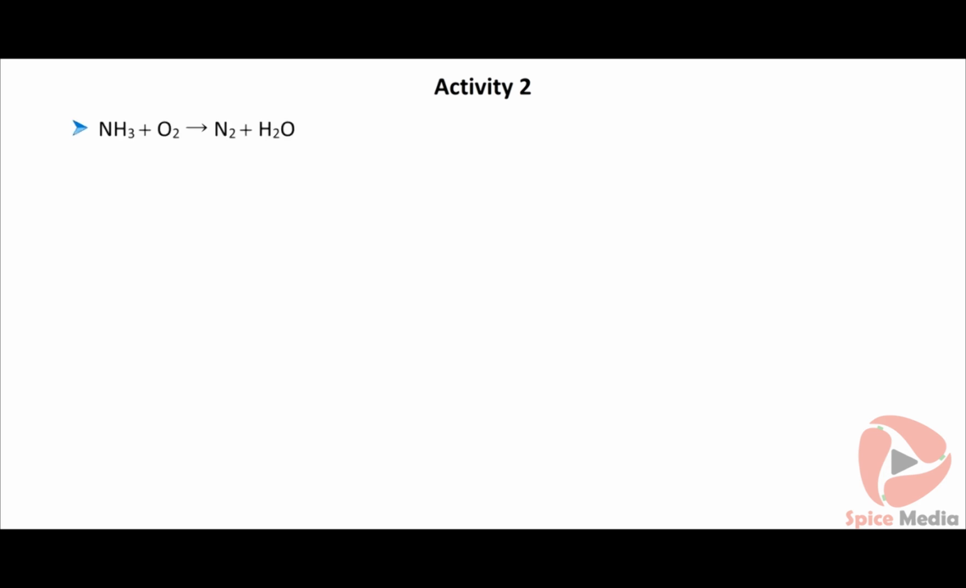NH3 plus O2 gives N2 plus H2O. Step 1. Balance the nitrogen atom. There are 2 nitrogen atoms on the product side and 1 nitrogen atom on the reactant side. Therefore, the nitrogen on the reactant side is multiplied by 2. Then we get 2NH3 plus O2 gives N2 plus H2O.